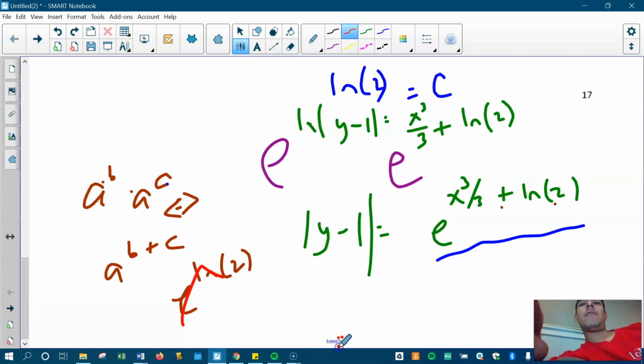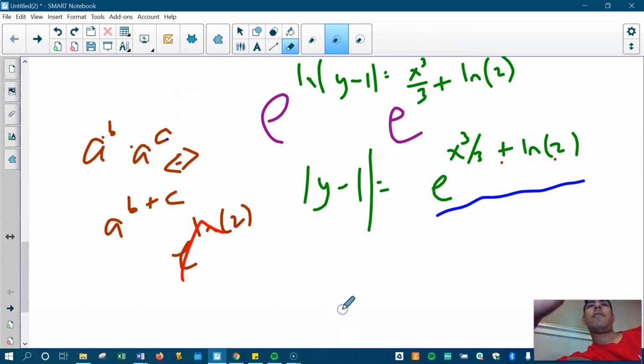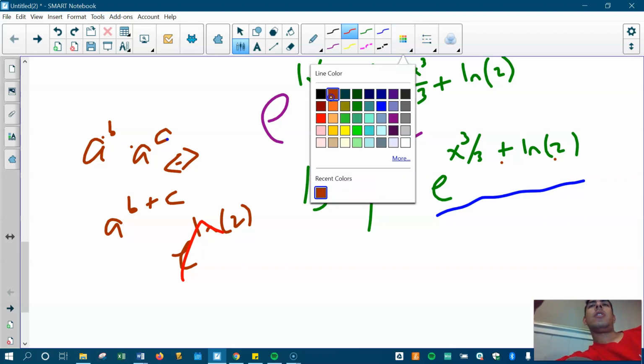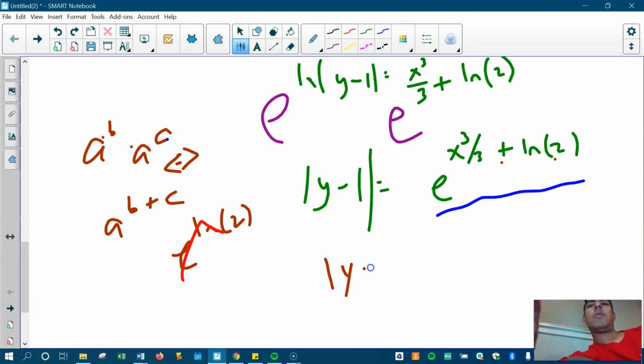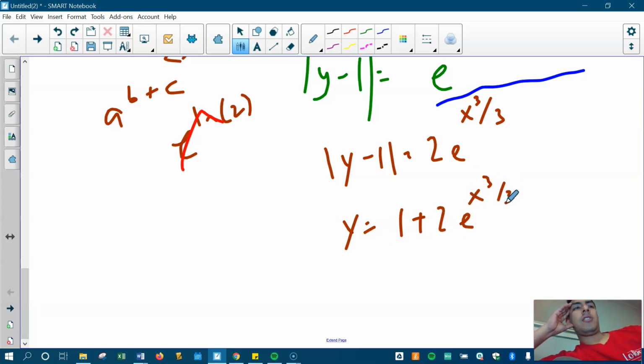So all this to say that we can now rewrite this as absolute value of y minus 1. We'll drop those absolute value bars in just a second. Absolute value of y minus 1 equals 2e to the x cubed over 3. Now, I need to see if I have to drop the absolute value. Well, first I'm going to drop it anyway. I'm going to get y equals, when I add that 1, 1 plus 2e to the x cubed over 3. Alright, that's good.